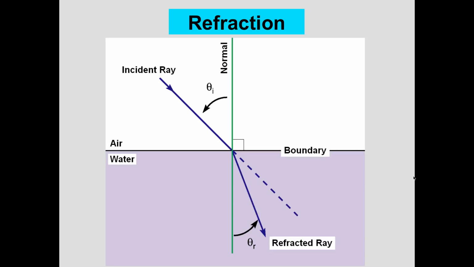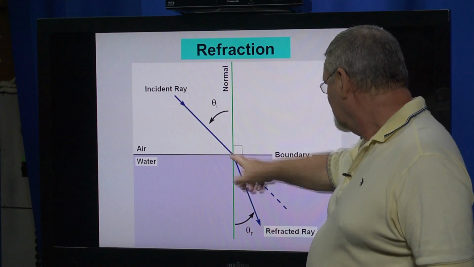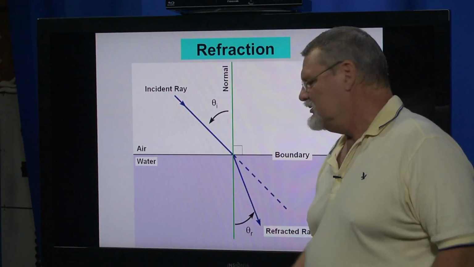Here's my drawing that I just gave you. Here's the incident ray. It's going into, in this case, water. It bends towards the surface normal. It would appear to go this way, but it doesn't.